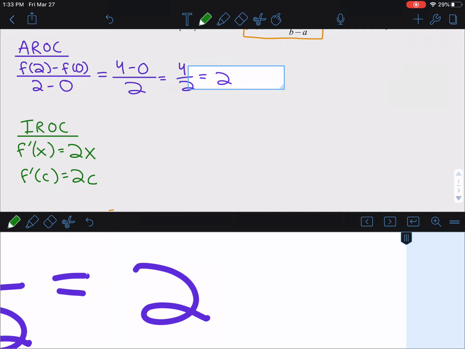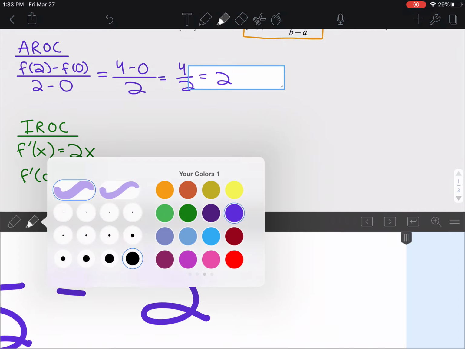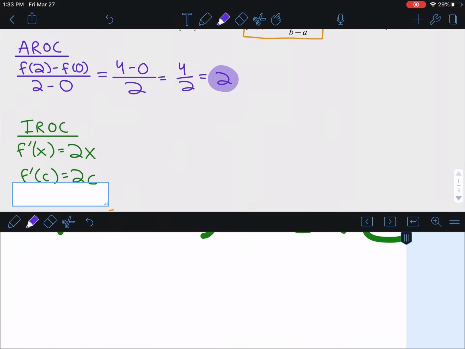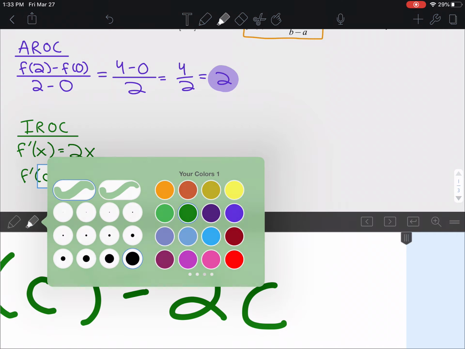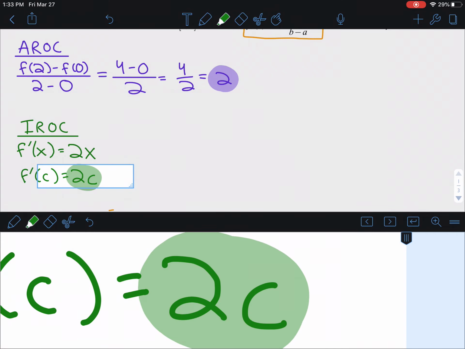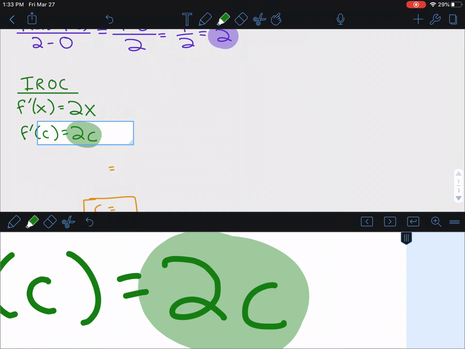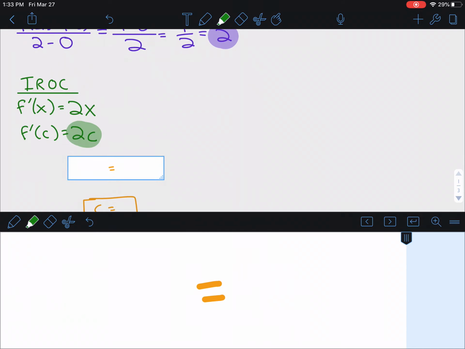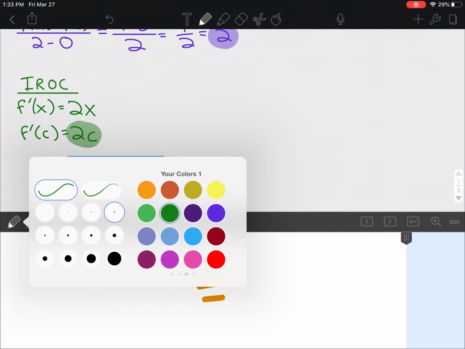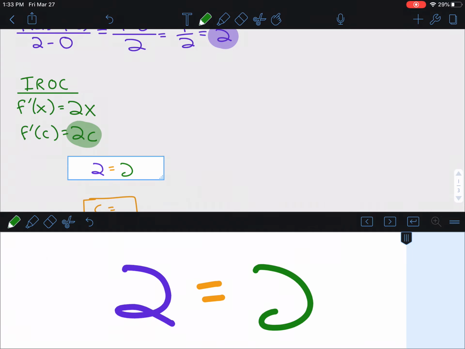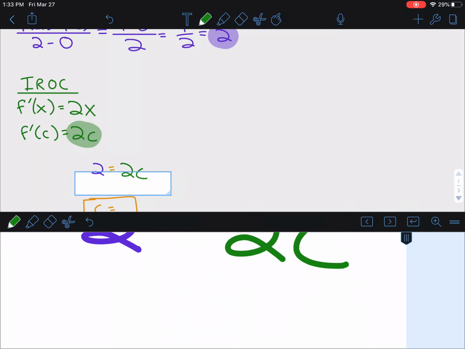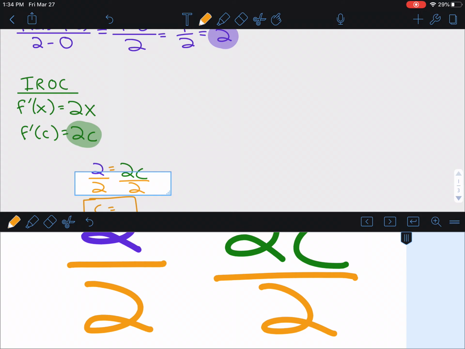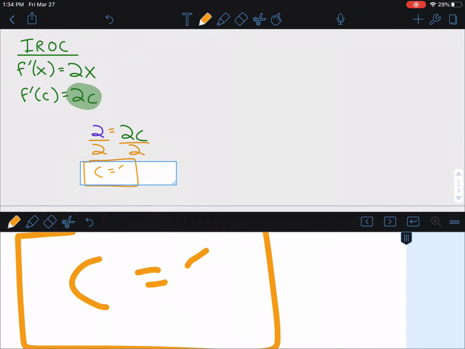Now what I'm going to do is take my average rate of change, which was 2, and my instantaneous rate of change, which was 2c, and set these equal to each other. I want to know, where does 2 equal 2c? Lucky for us, this is an easy calculation. Divide both sides by 2, and I get that c is equal to 1.